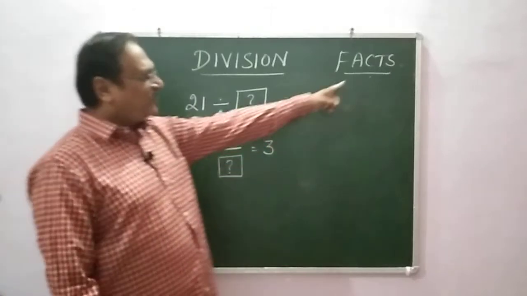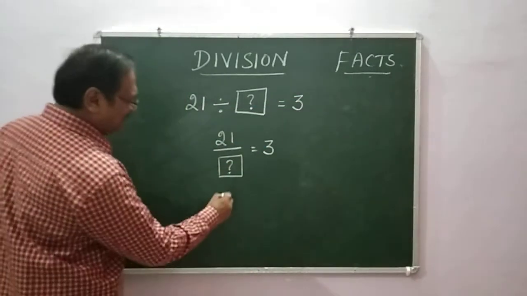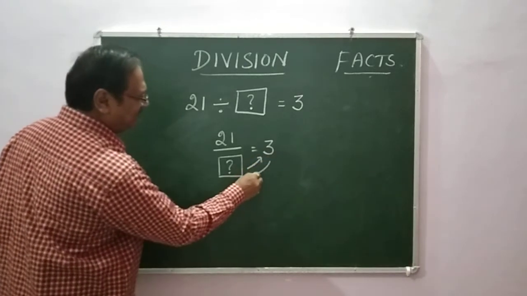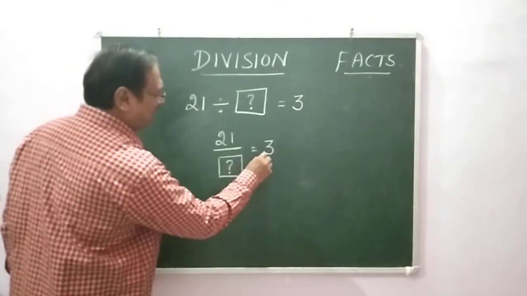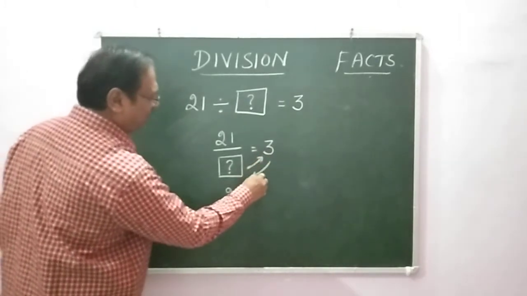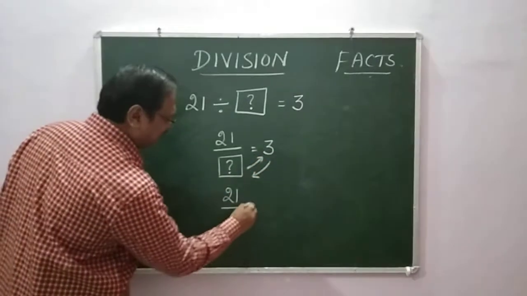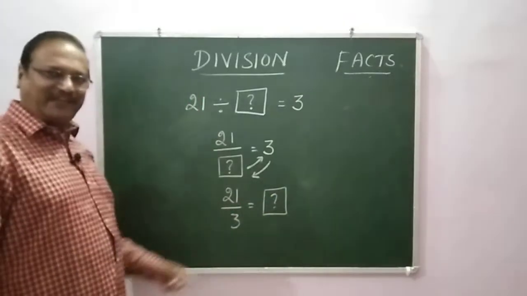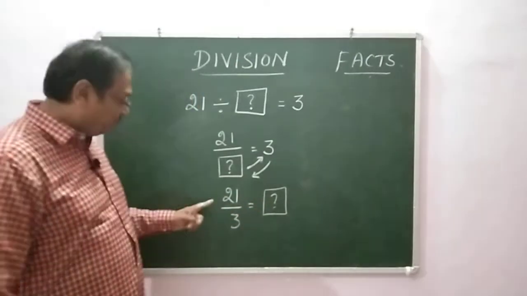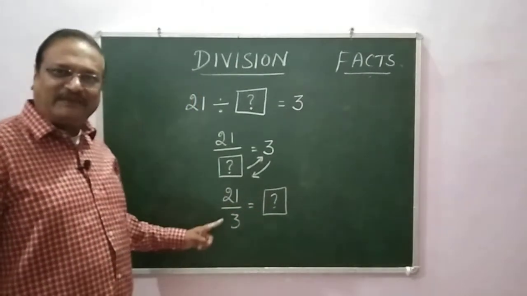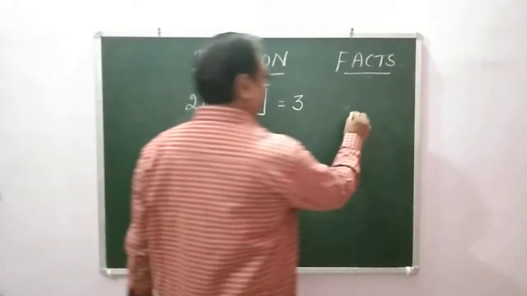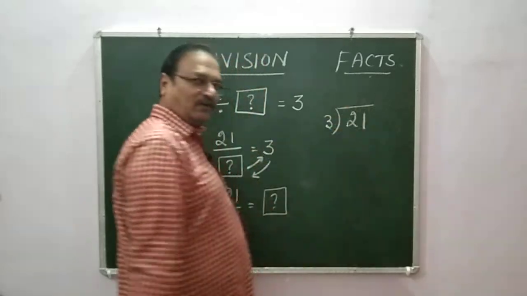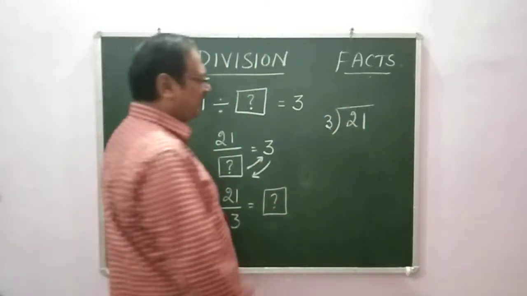Yes, use the fact. What is the fact? Yes, 21, box goes up and 3 comes down. So divide by 3 is equal to, you put the box and put the question mark. Okay, put the question mark here. Now what is this? 21 divided by 3. Okay, take this 21 here and divide it by 3. Do it in the standard way, right?